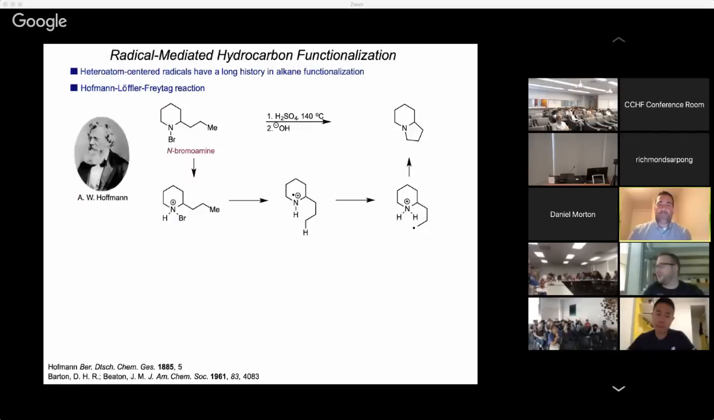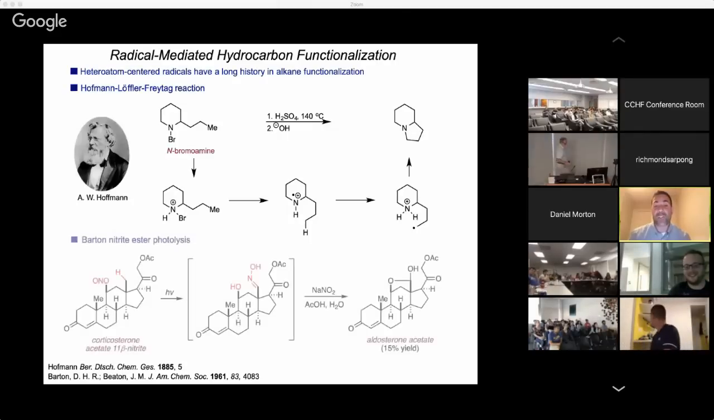Our inspiration really came from some very classical chemistry. What you might say is the first example of an aliphatic CH bond functionalization in synthesis, and that's the Hofmann-Leffler-Freytag reaction. This uses a reactive heteroatom-centered radical. Starting from a bromoamine, there's a protonation, an N-Br bond homolysis, followed by a 1,5 H atom abstraction and cyclization to the product there. That's a very classical reaction, of course.